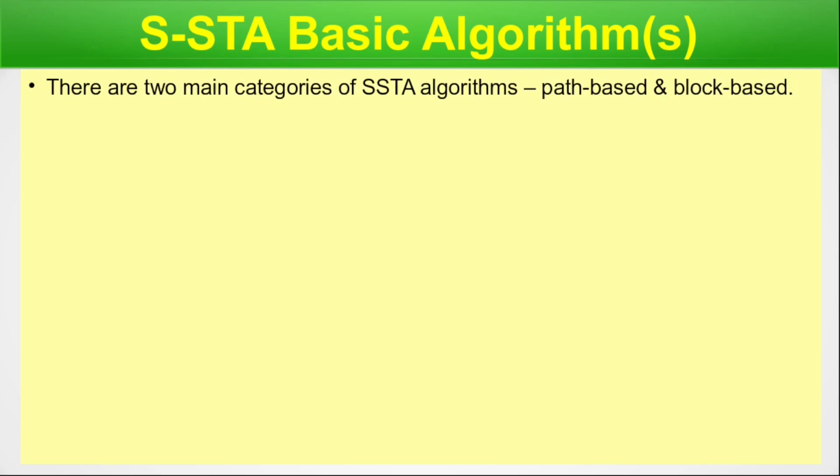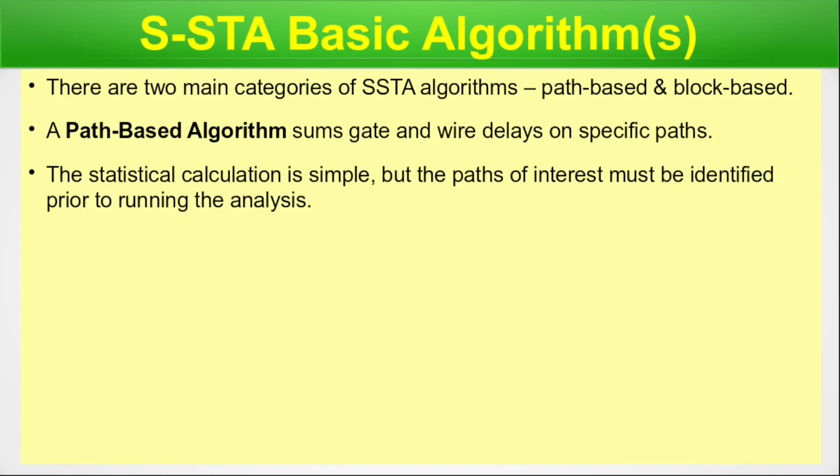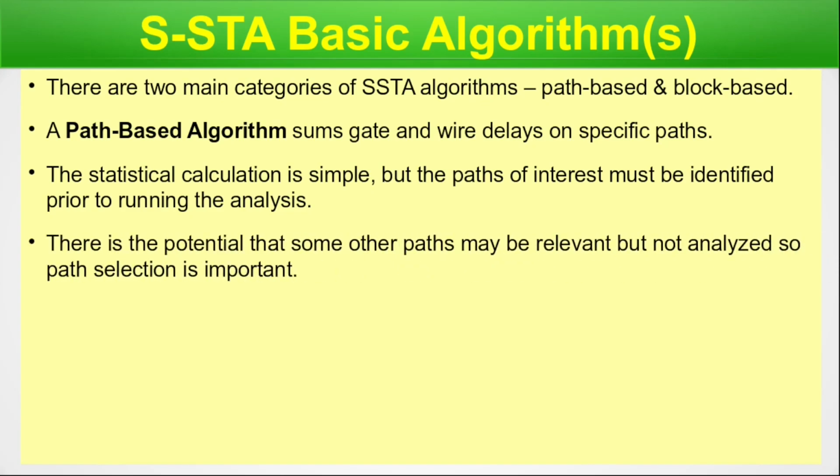There are two main categories of statistical STA algorithm, that is path-based and block-based. By the name, you can guess path means there is a path related and block means there is a design block. So let us see what they are. A path-based algorithm sums gate and wire delays on a specific path. The statistical calculation is simple, but the path of interest must be identified prior to running the analysis. There is the potential that some other paths may be relevant but not analyzed. So path selection is very, very important.